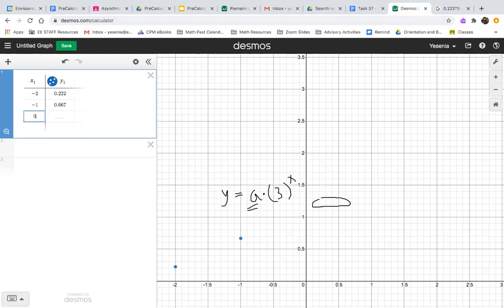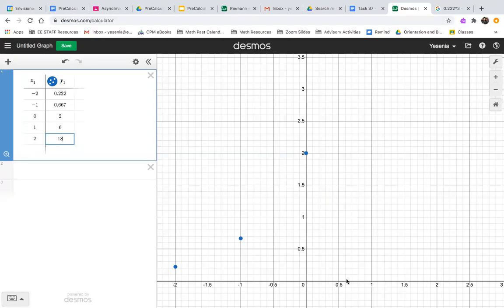Next point at 0, I believe it was 2. Then at 1, it was 6 because you're multiplying by 3. Then at 2 was 18. Let me clear my screen. So there I have the blue dots that represent my table. I zoom out a bit.